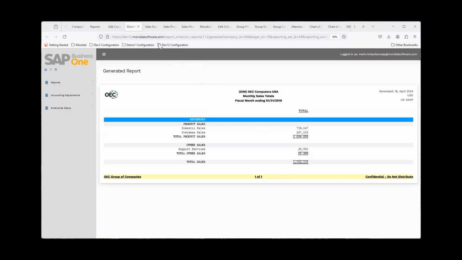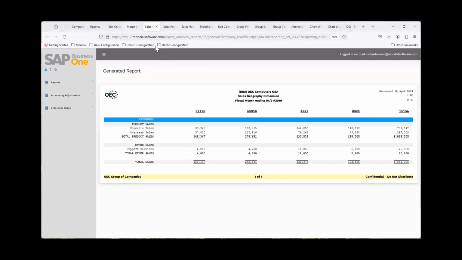Now that report is only fairly useful, but would be much more useful if you could take the total sales figure, again the 1.062 million, and actually break it down by meaningful information. And you can do this in Mondial. So you can see that the total is still the same, but in this report here, we've broken it down by the four main geographies in the business.